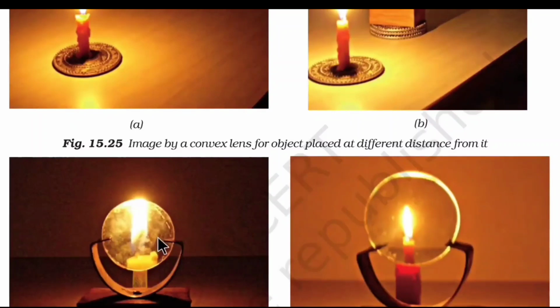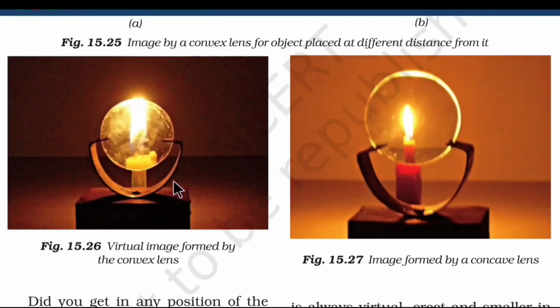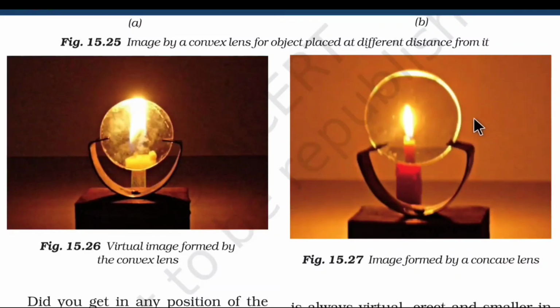So a virtual image cannot be cast on the screen, it can only be seen through the lenses. You can see here. So it is a virtual image, which is the special case. This type of image can only be obtained when the candle is placed very close to the lens. Otherwise, for other cases, the image will be formed on the screen and that will be real and inverted.